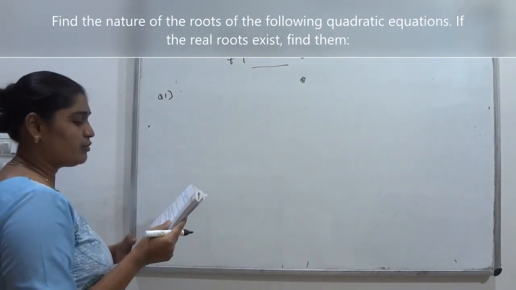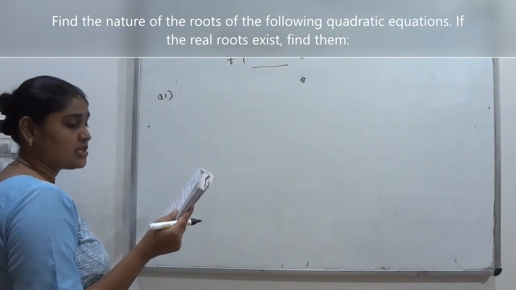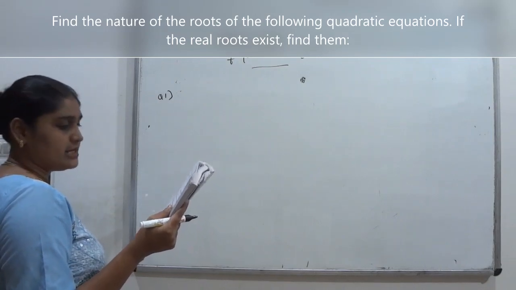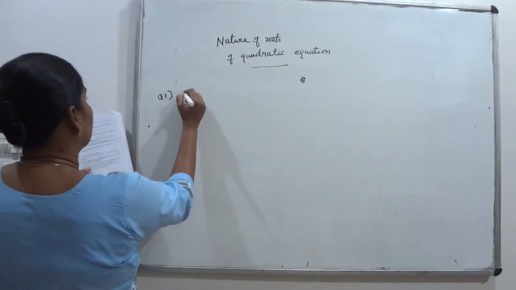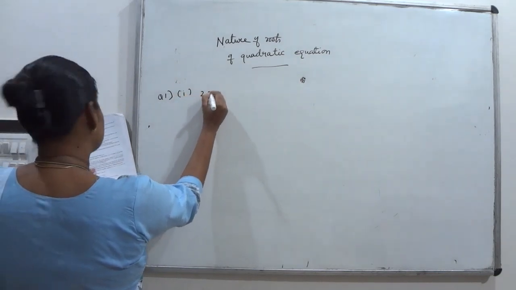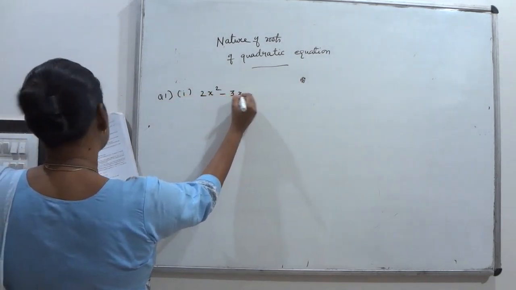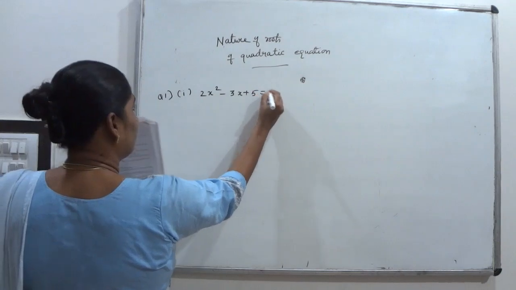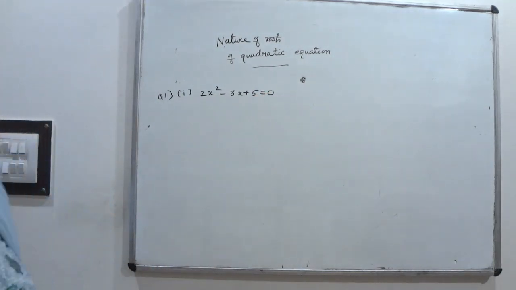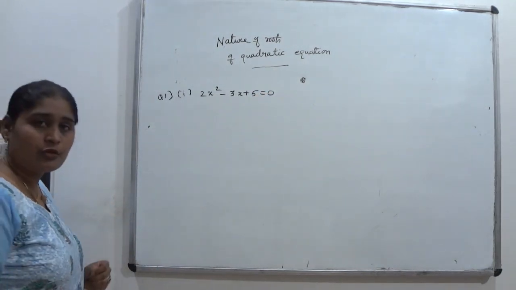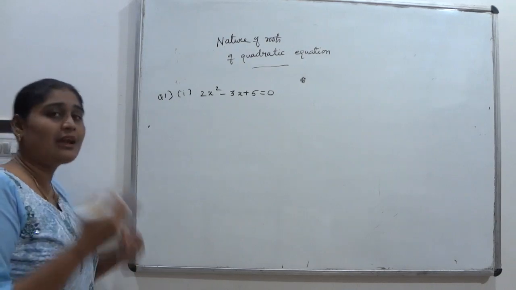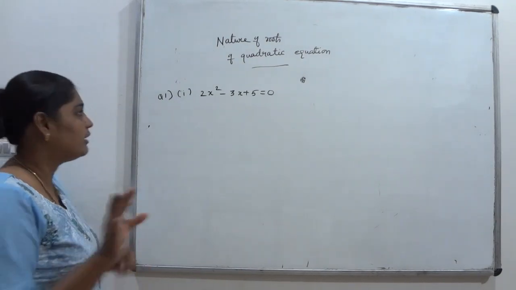Find the nature of the roots of the following quadratic equations. If the real roots exist, find them. First part, 2x square minus 3x plus 5 equal to 0. I have to find out the nature of roots, and if they have real roots, then I have to find them.